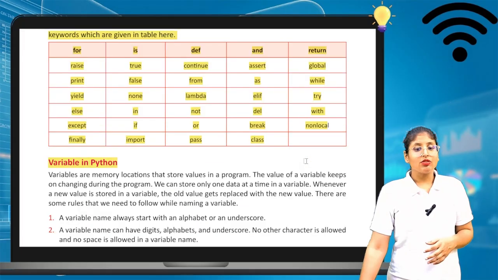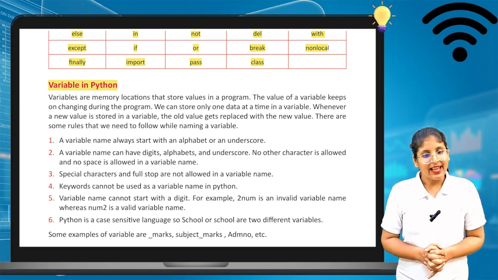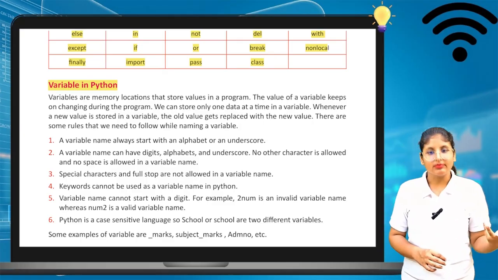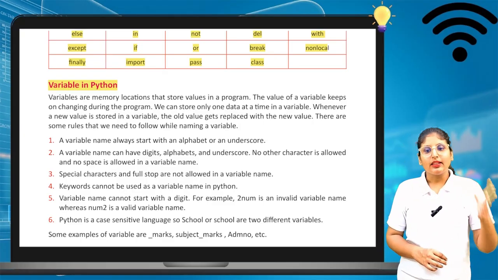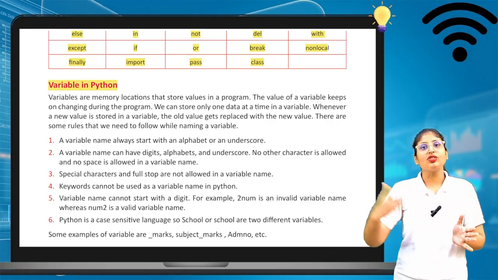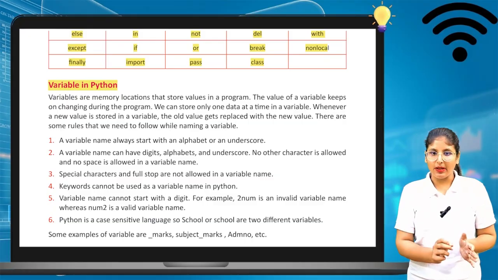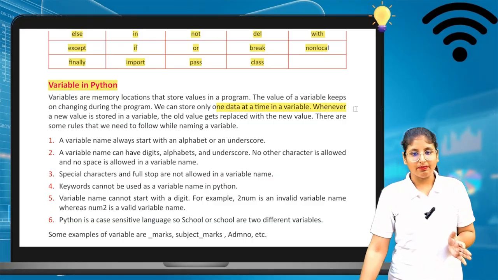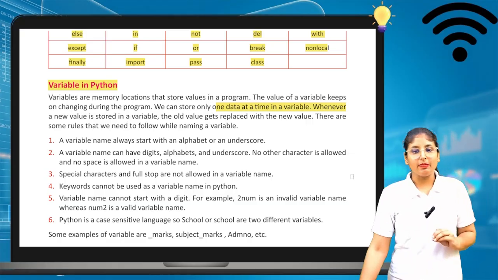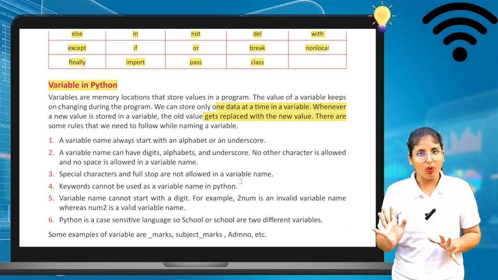Now we will see variables in Python. What are variables? Variables are memory locations that store values in a program. The values of a variable keep changing during the program. We can store only one data item at a time in a variable. Whenever a new value is stored in a variable, the old value gets replaced with the new value.